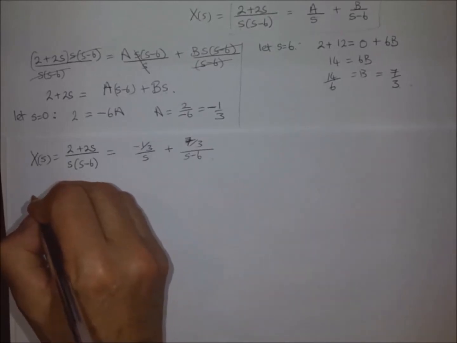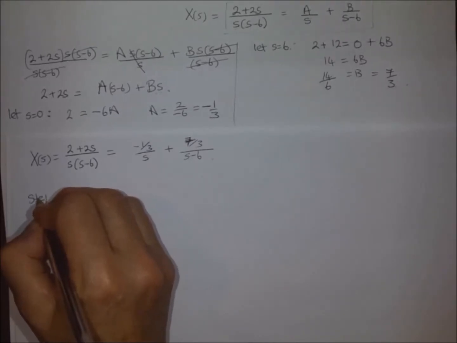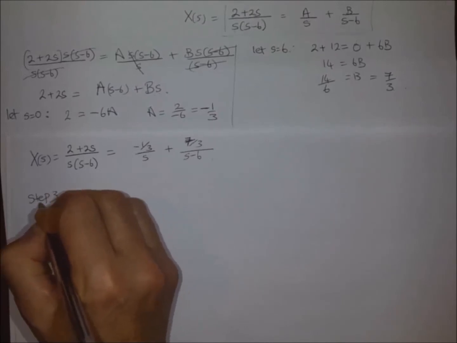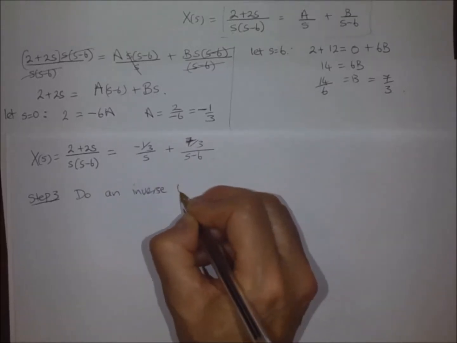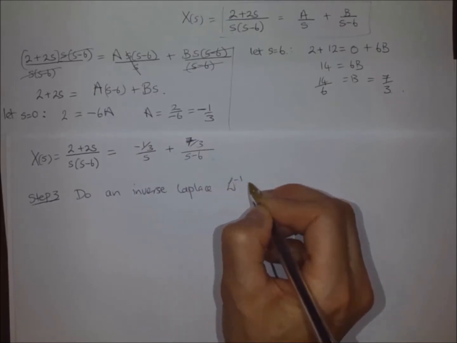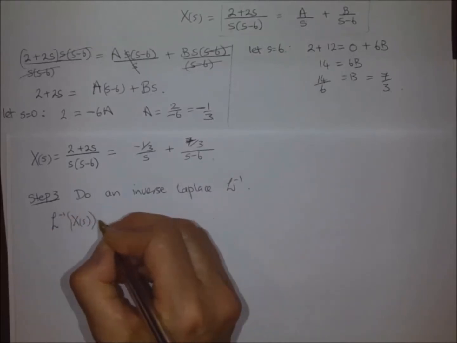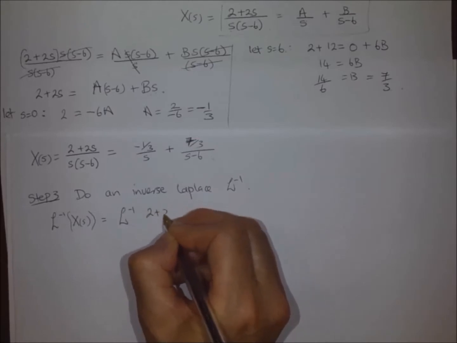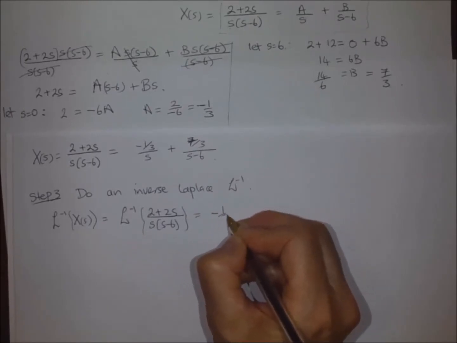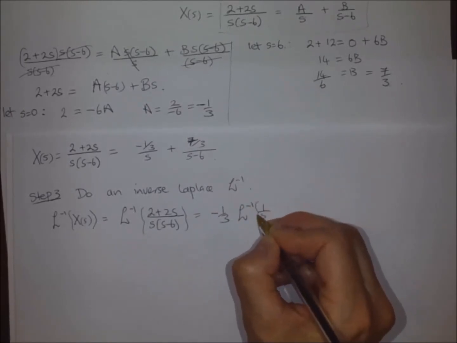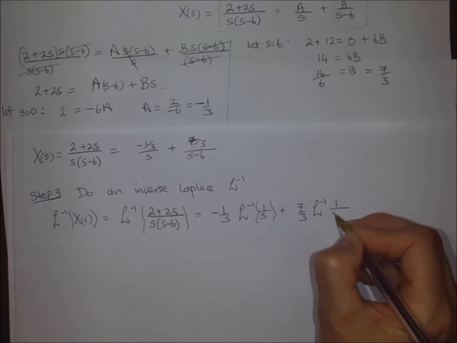So now step 3. Do an inverse Laplace. So if we do L to the minus 1 of X of s, that means L to the minus 1 of 2 plus 2s over s times s minus 6, which is minus 1/3, bring that outside, times L to the minus 1 of 1 over s, plus 7 over 3 times L to the minus 1 of 1 over s minus 6.